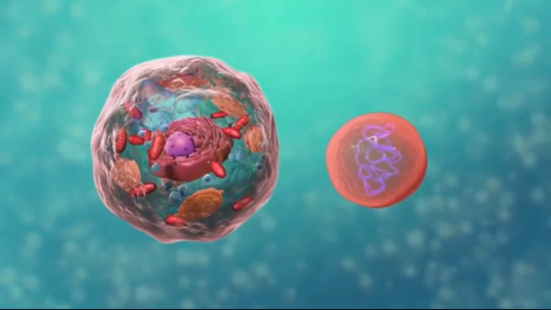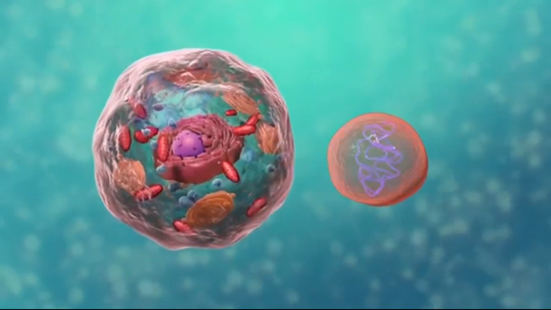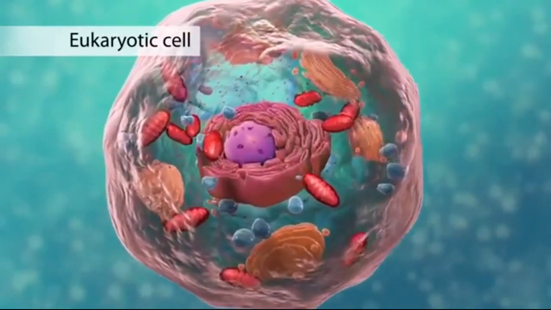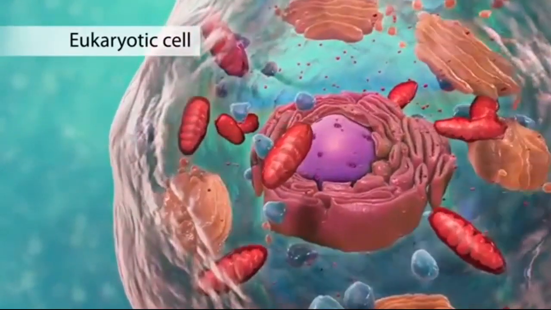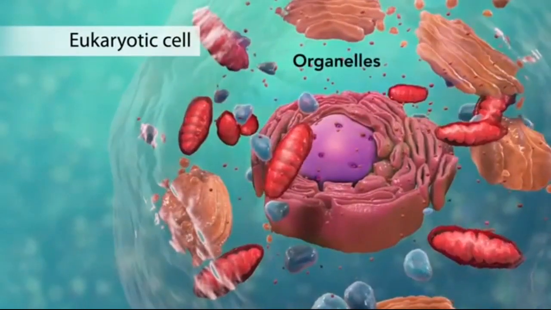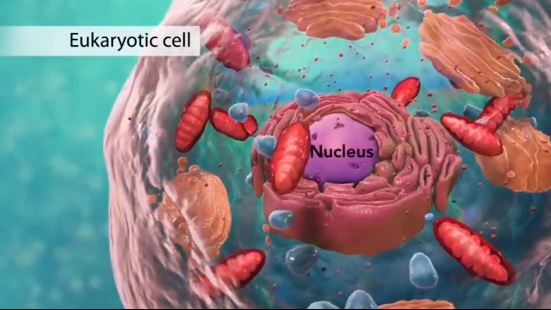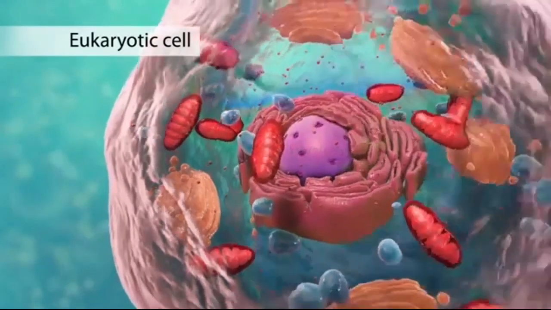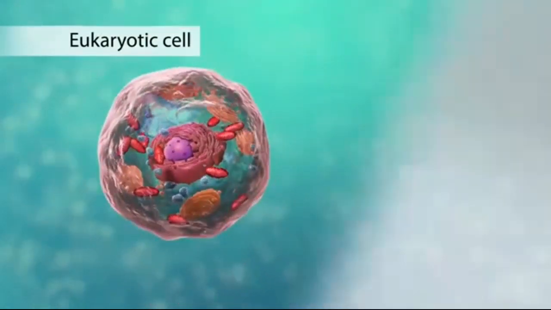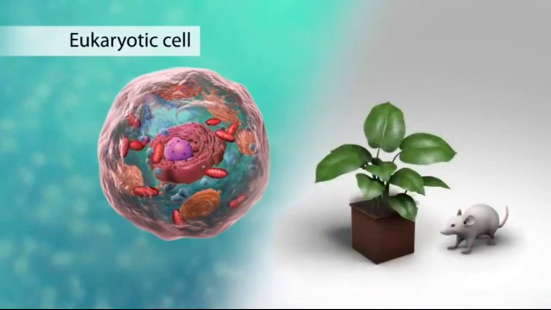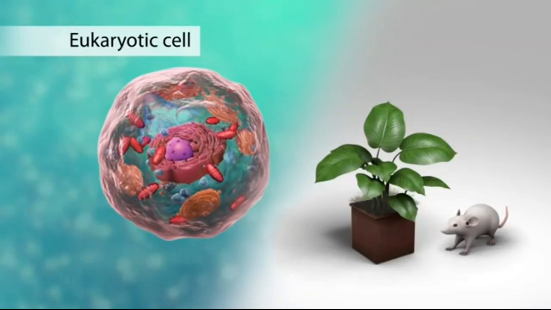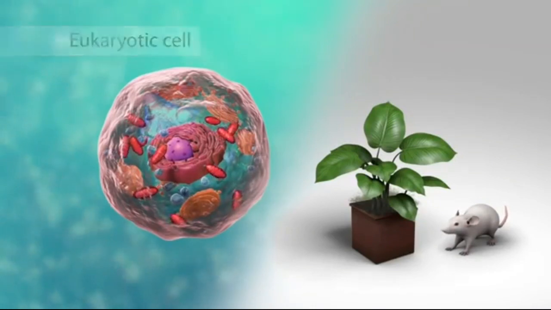There are two broad categories of cell: eukaryotic cells and prokaryotic cells. Eukaryotic cells have a well-defined nuclear region surrounded by a nuclear membrane. Membrane-bound cell organelles are present, that is, the nucleus. They are found in plant, animal and amoeba cells.